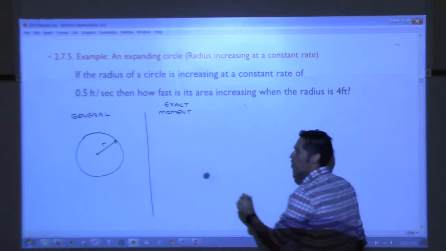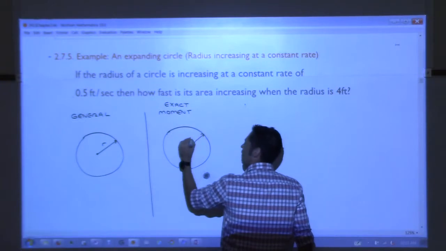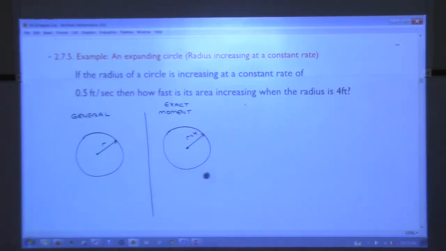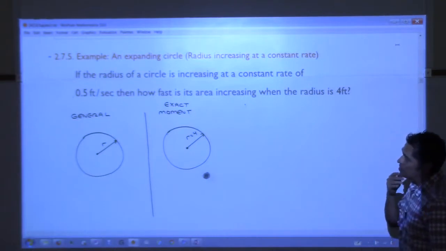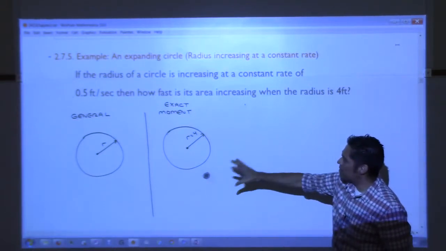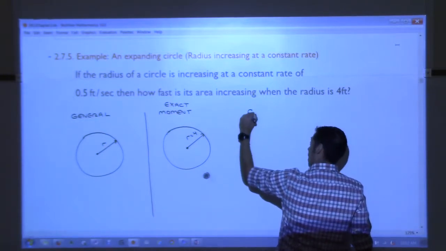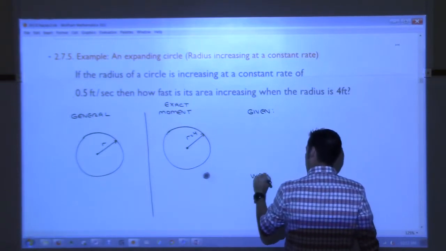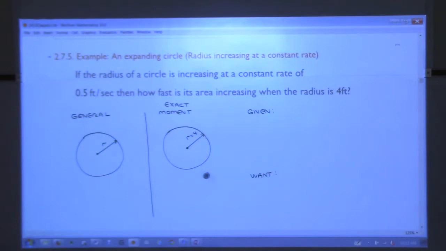And then in the exact moment picture, I'm going to take that same circle, and yes, I will fix the radius to be 4 here, because that's when I took the picture, right? So that's kind of like my snapshot. So I've got a general picture, the exact moment in time, and now I'm going to write down two other things. I'm going to write down the information that I'm given, and the information of what I want. What I'm given and what I want.